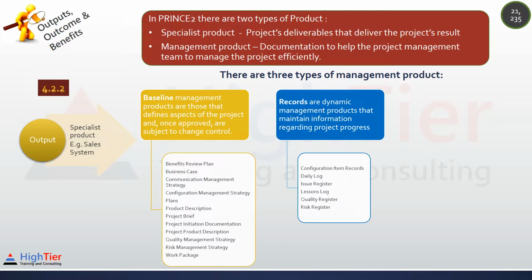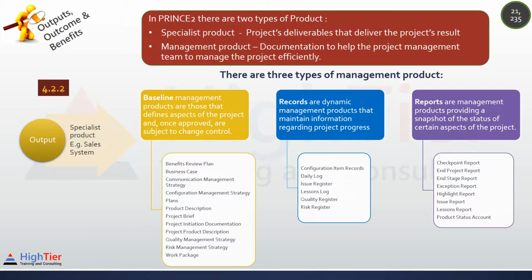Records are dynamic management products that maintain information regarding project progress. These are all the registers and logs and the configuration item record. Let's say if the quality register shows that 8 out of 10 quality tests failed, definitely we know the progress is not good. Reports are management products providing a snapshot of the status of certain aspects of the project. These are end stage report, highlight report, project report, product status account, and so on.